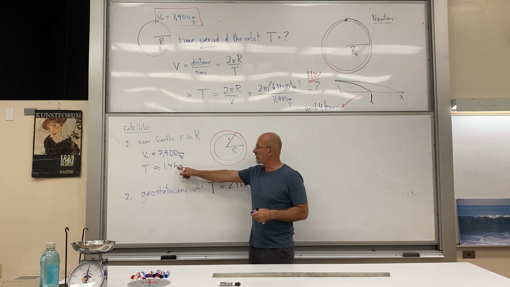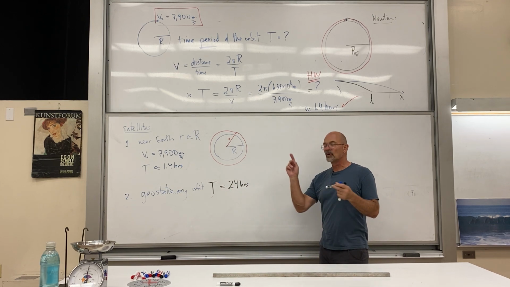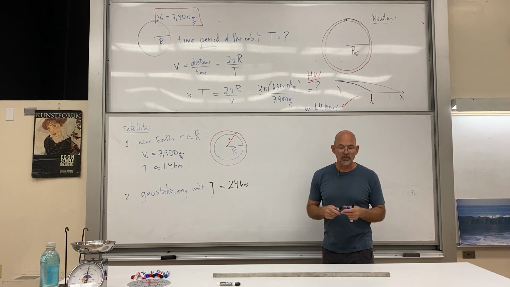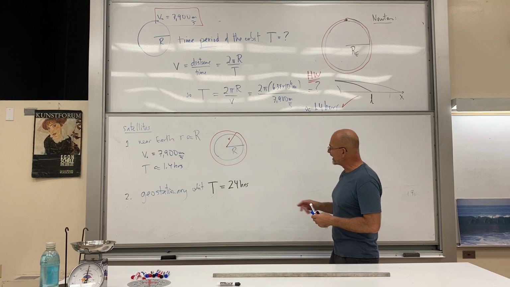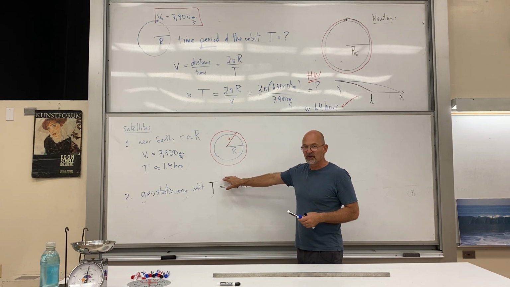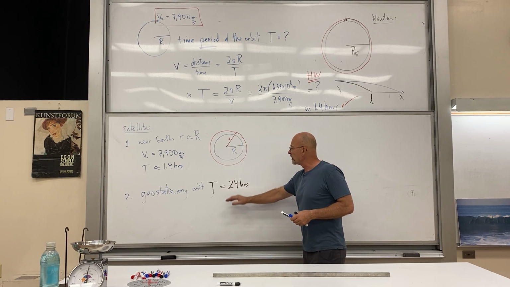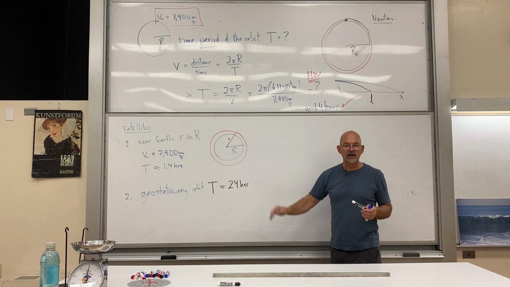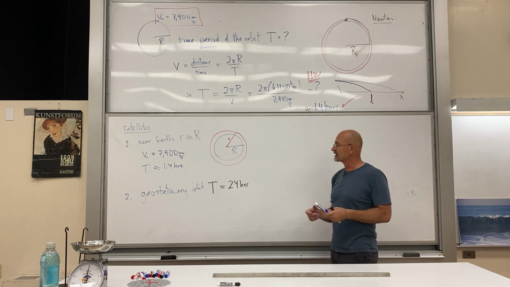Not 1.4 hours, 24 hours. And that's significant because the Earth rotates about its axis once every 24 hours, right? That's a day. And because of that, if you have a satellite in orbit about the equator, the geostationary orbit, it will always be above the same spot on Earth. So as the Earth rotates, the satellite orbits with it.